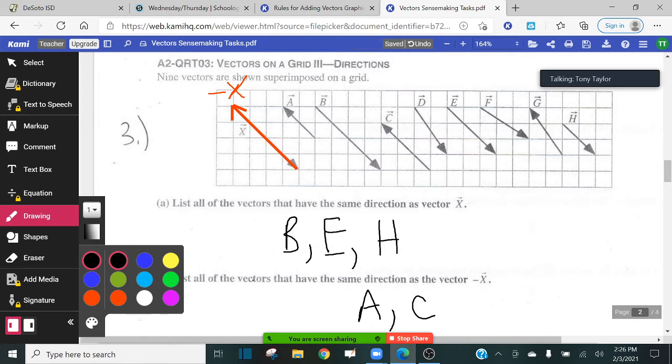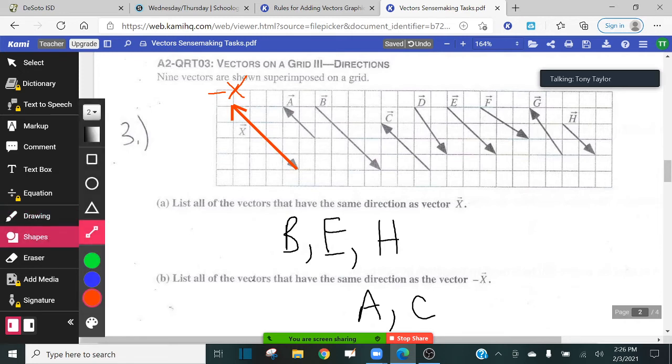A and C. Because if you look carefully, A points this way, so it's sloping that way, and then C also slopes that way. So they have the same slope, and they're pointing the exact same direction as x, or as negative x. They're pointing toward the northwest, right?